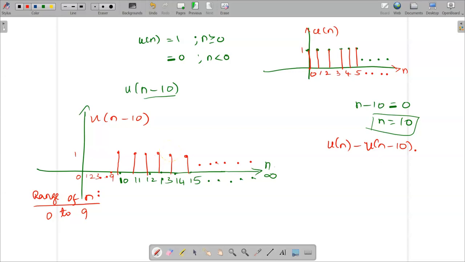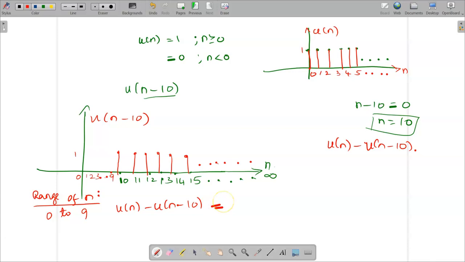That is the difference between your CT and DT. Since I don't have any value between 9.1, 9.2, 9.3 and so on, I don't have any signal at all. So the range of n is going to be 0 for 0 to 9, and for 10 to infinity only the value is going to be 1. So let me take the range of n as 0 to 9 first, that is the first range, and find out u of n minus u of n minus 10.